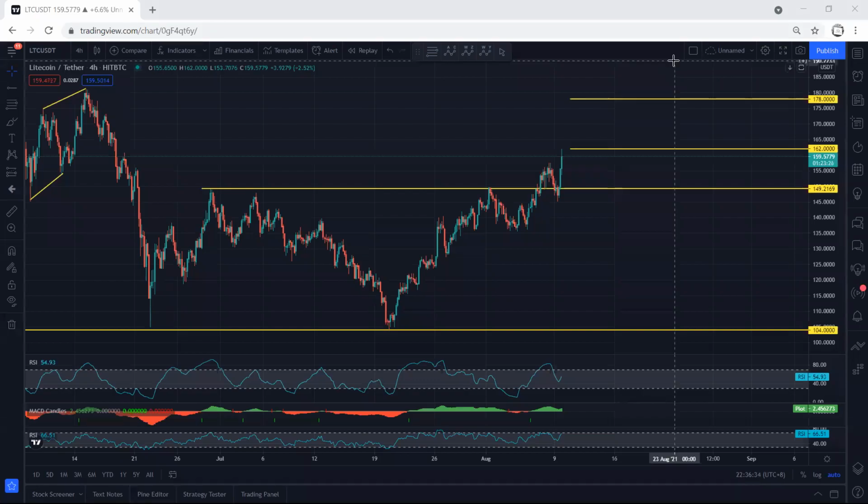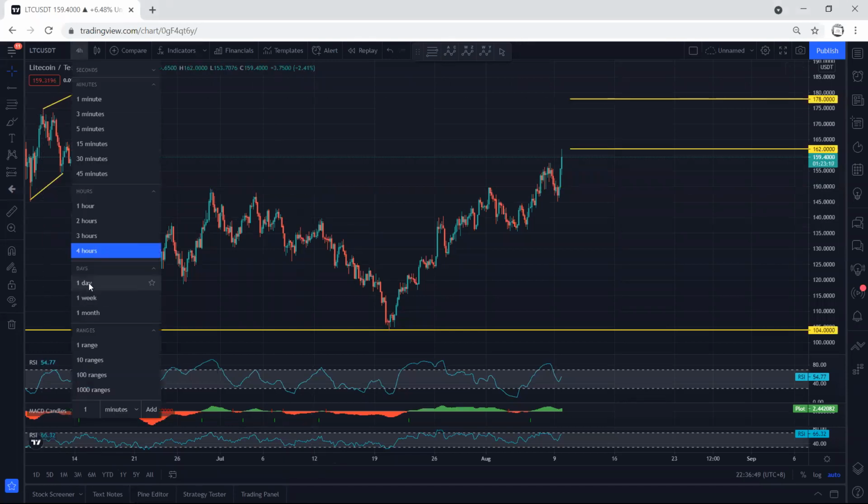LTC, we start with the forward chart. We want to see how we can look for trade. First things, if we refer to my last analysis, I mentioned we want to see the breakout of 149. This is what we get. Now we want to see what's the next. Okay, we don't need this line anymore.